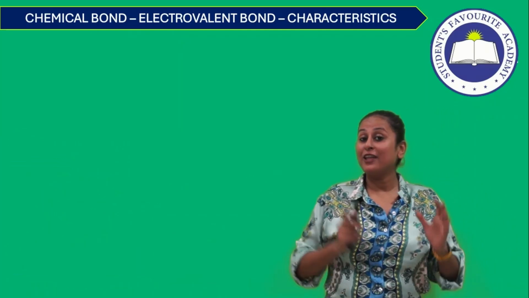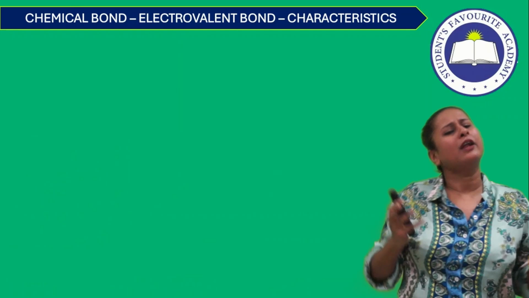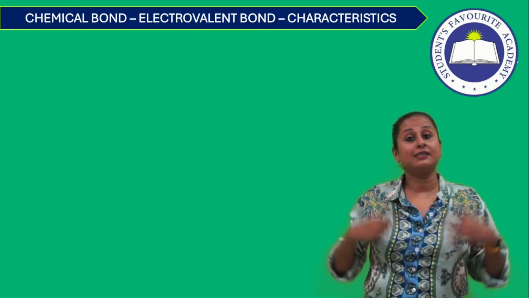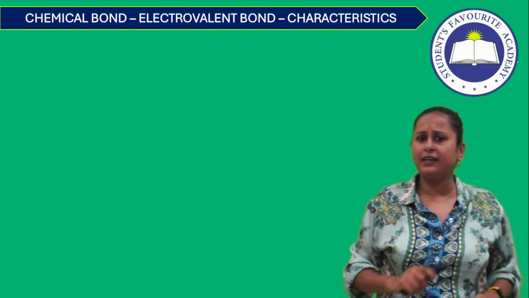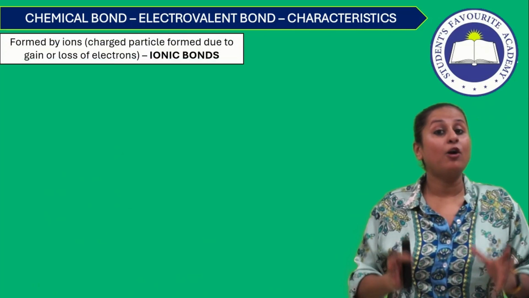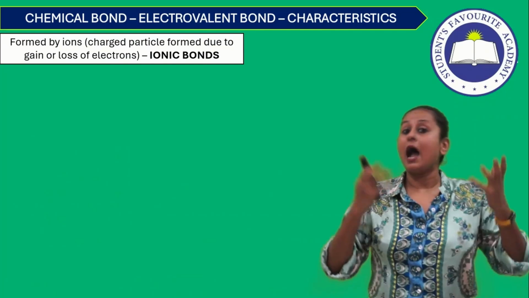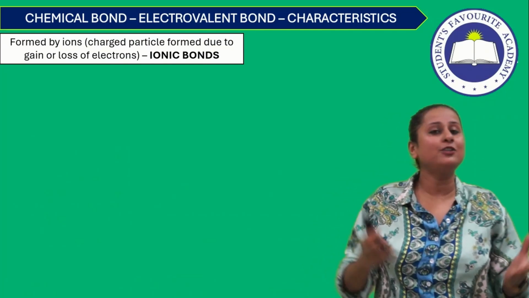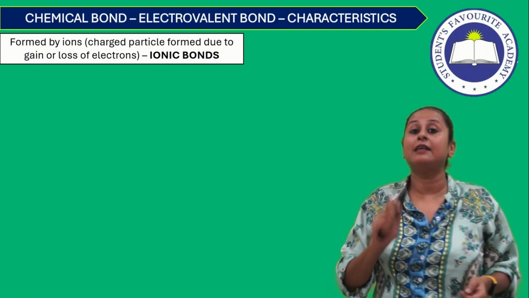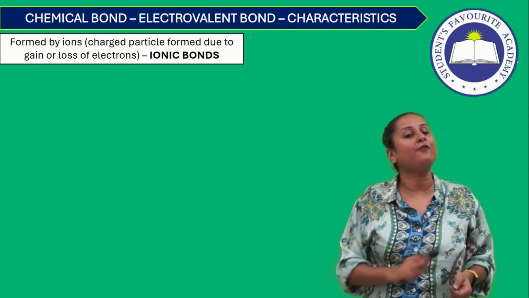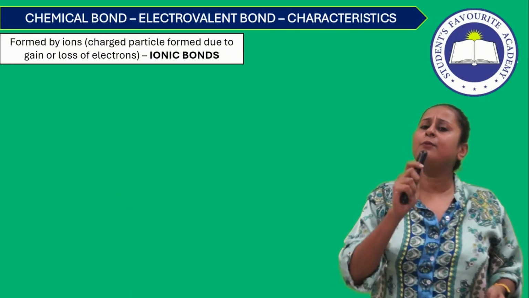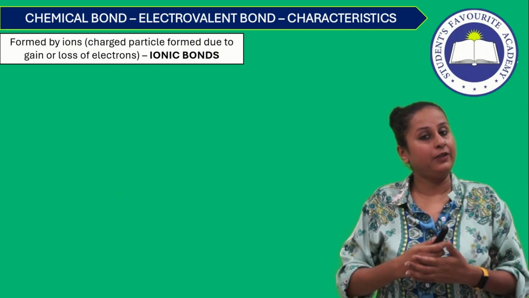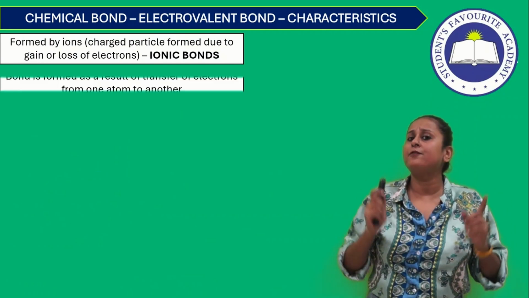So children, now that we have seen how an electrovalent or an ionic bond is formed, let us look at some of the important characteristics, like a recap of what we have already studied. Electrovalent bonds or ionic bonds are formed by ions. It's formed by a physical force of attraction between these ions. What is that force called? It's called an electrostatic force of attraction, or we sometimes also call it Coulomb force. Coulomb force exists between them. So this is a completely physical force.